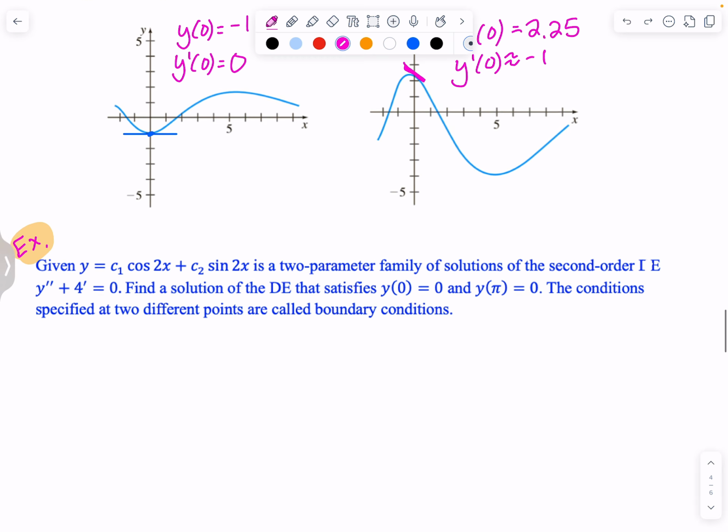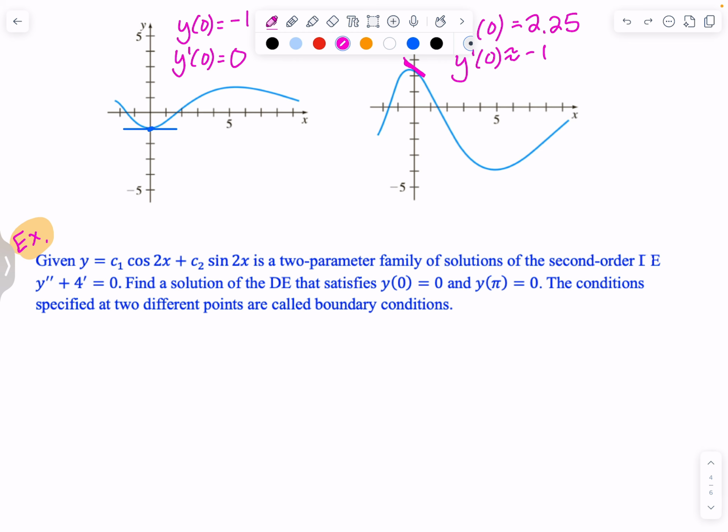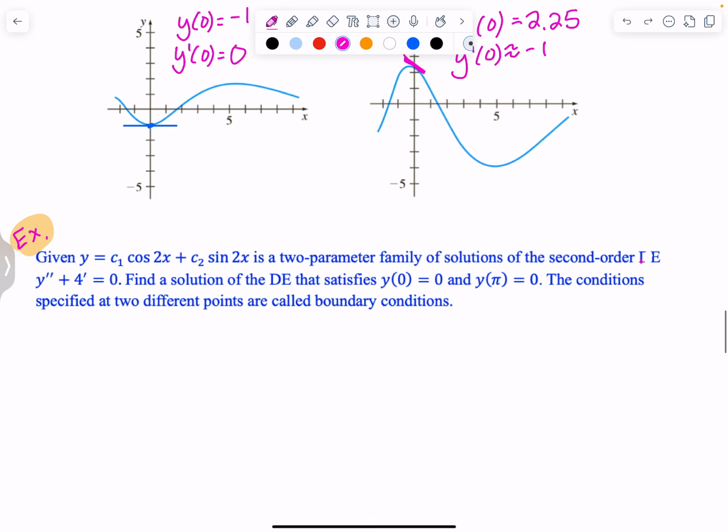Given this, it's a two-parameter family of solutions of the second order DE, and they gave me the DE. Find a solution of the DE that satisfies, and they gave us those two. So we're going to use those two conditions. This is called a boundary value problem. So this is a BVP, boundary value problem. And the reason it's called a boundary value problem is right here.